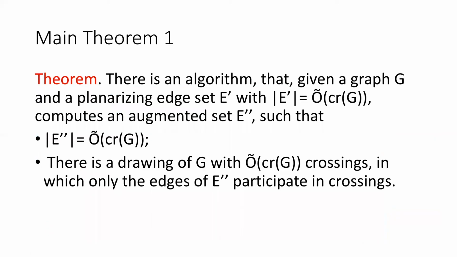So recall that the first theorem says that there is an algorithm that, given a graph G and a planarizing edge set E prime, whose size is approximately CRG, computes an augmented set E double prime such that the size is also CRG, and there exists a drawing of G with almost optimal number of crossings, in which only the edges of E double prime participate in crossings.